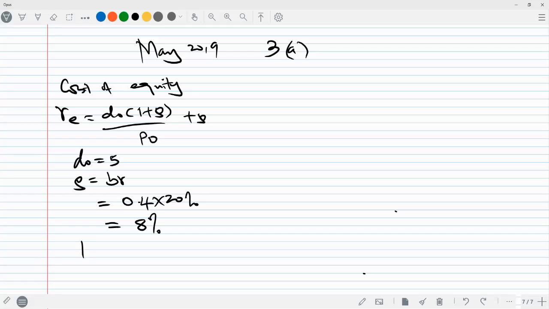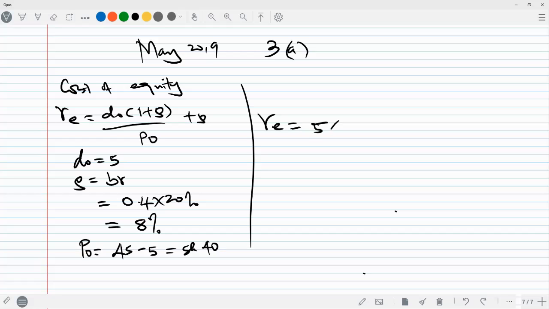P naught is the current market value on an ex-dividend basis. Per note 1, the company share price is 45 cum dividend. P naught is always on an ex basis, so we need to remove the dividend. We subtract the dividend of 5 as per note 2, so the ex-dividend share price is 40. Therefore, the cost of equity is D naught 5, growth 8%, over P naught 40, plus the growth 8%. So what's the cost of equity?